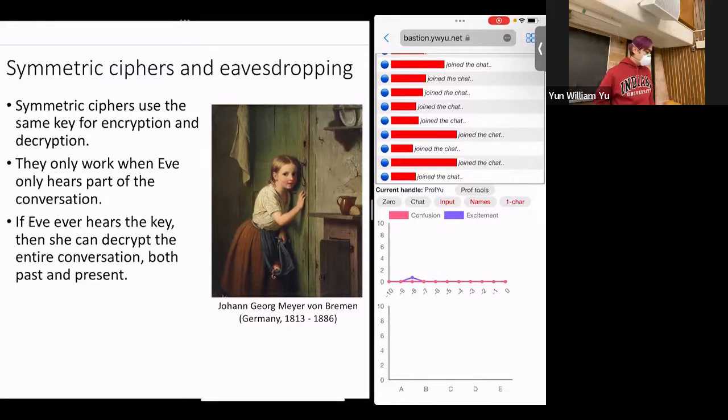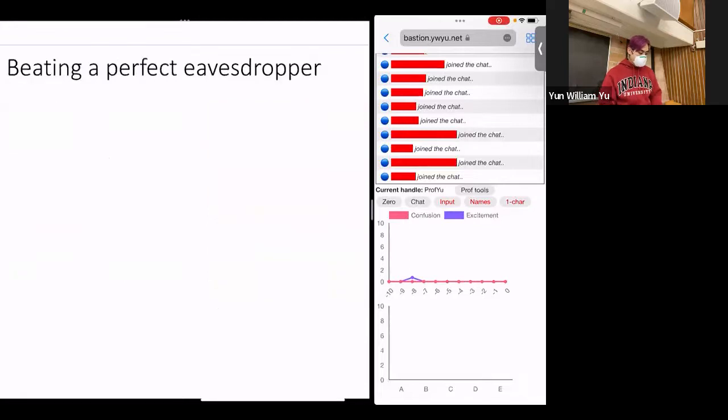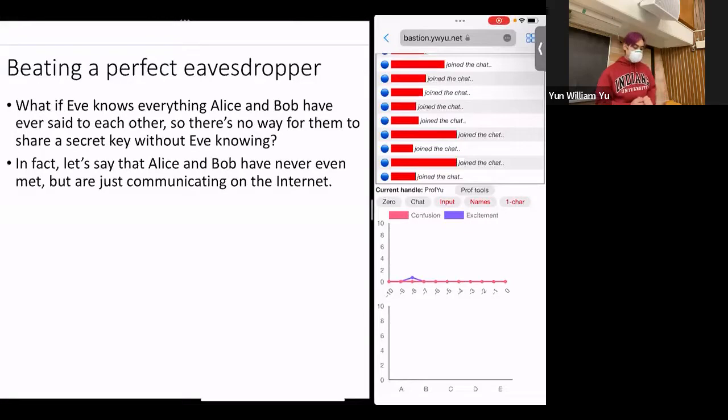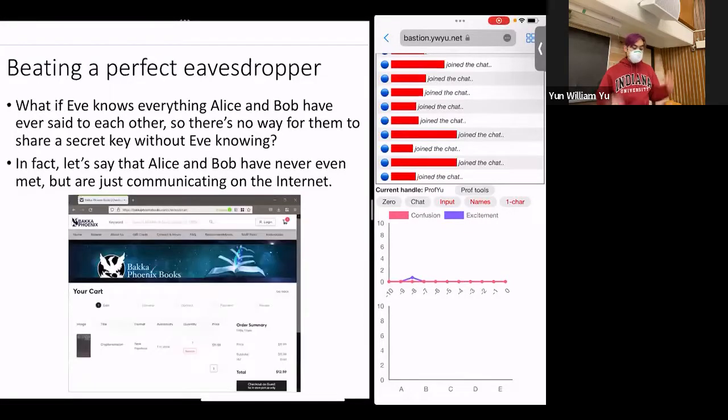Okay, so what can we do about that? Well, how do we beat a perfect eavesdropper, someone who's listened to everything? What if Eve knows everything Alice and Bob have ever said to each other? So there's no way for them to share a secret key without Eve knowing. In fact, we'll go ahead and say that Alice and Bob have never even met, but they're just communicating on the internet. For example, let's say that I want to buy a particular sci-fi novel by Neil Stephenson.